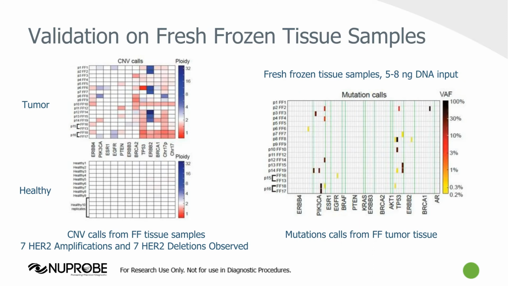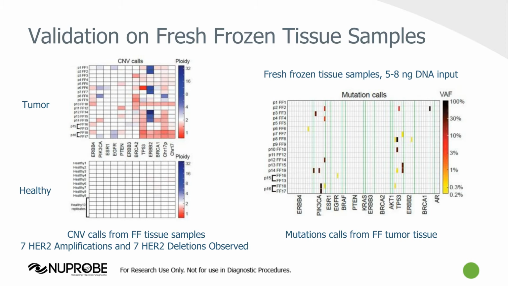We tested our panel on tumor and healthy fresh frozen samples. The comparison between healthy and patient samples is very distinctive. All healthy samples are very stable and close to ploidy. We also get 7 CNV gains and 2 CNV losses on the HER2 gene within these patient samples.